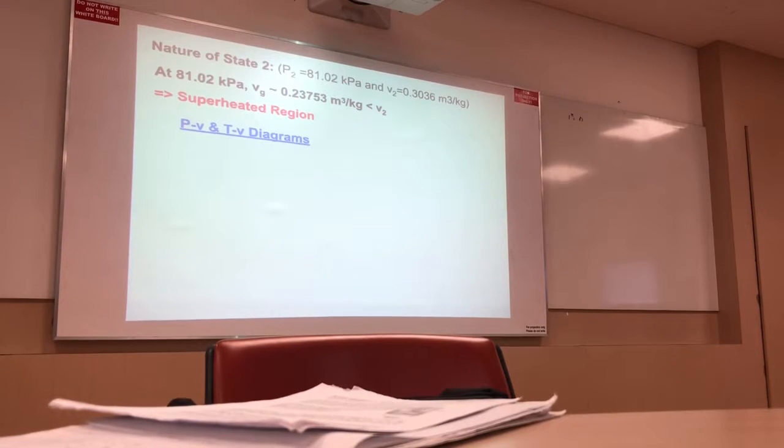Okay, so what is the nature? This is here, right? This value, and P2 is this value. At this pressure, you can get P2. Vg is this value, 0.2. So this is smaller than V2. So the state is superheated vapor.